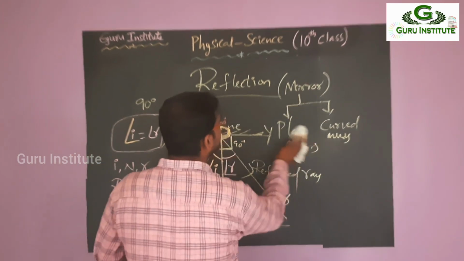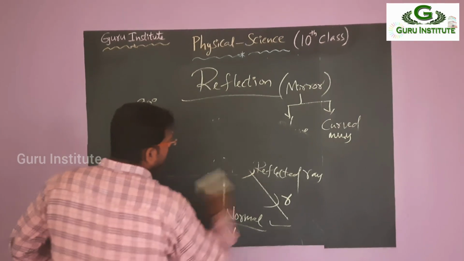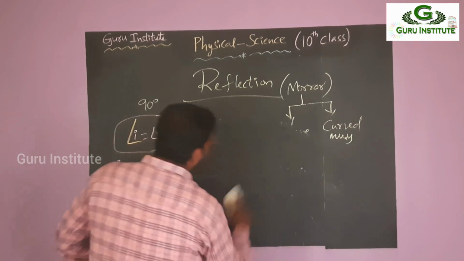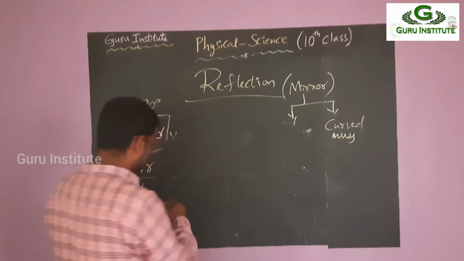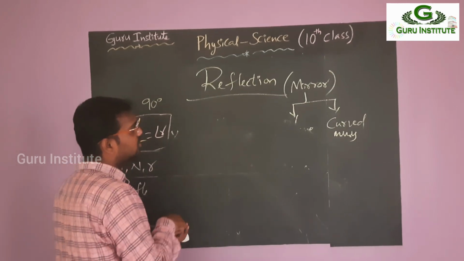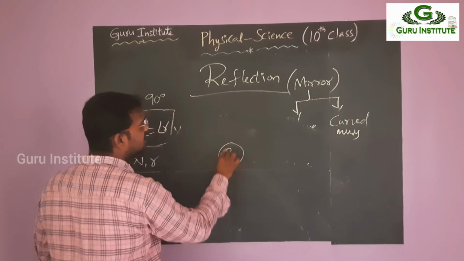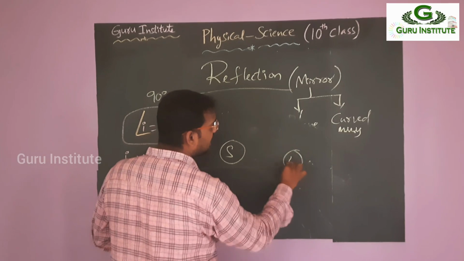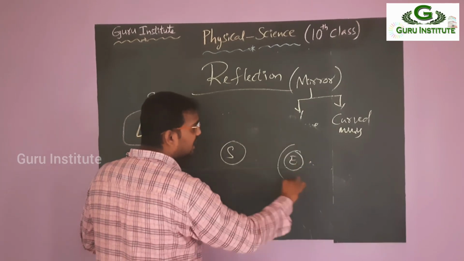Okay, let's see some picture here. The sun is at a very large distance from us. Suppose you draw a rough diagram like this, the sun and the earth. Around the earth some atmosphere layer is there.